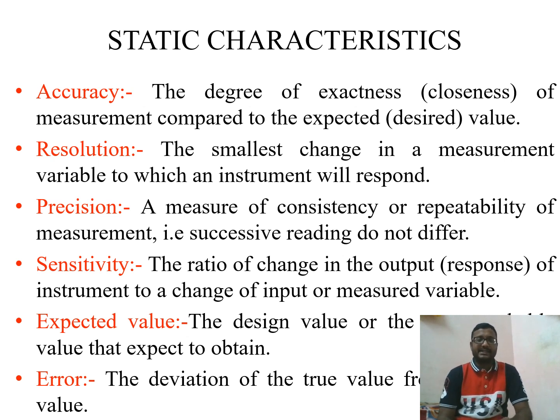And coming to the error. What is meant by error? The error is generally the difference between the true value and the measured value. That is the deviation of the true value from the expected value. It is defined as the difference between the true value and the measured value, or the algebraic difference between the true value and measured value, which is called error.